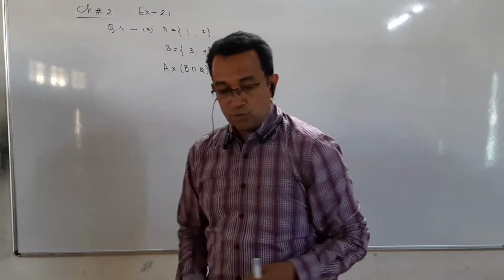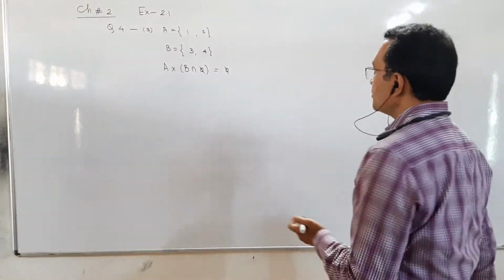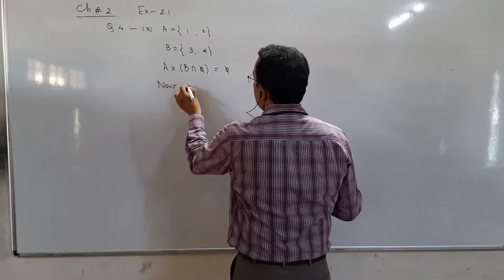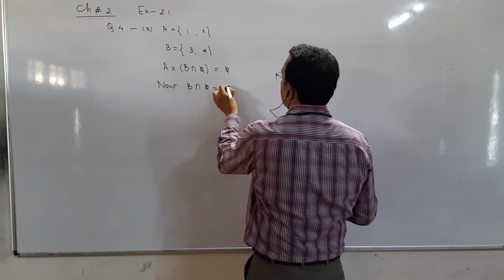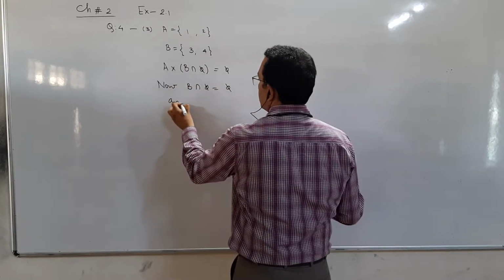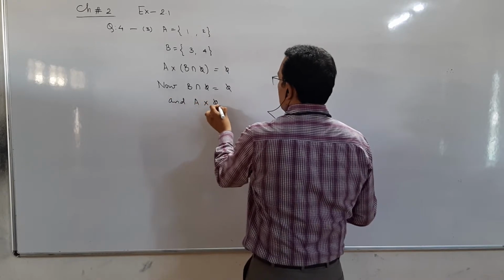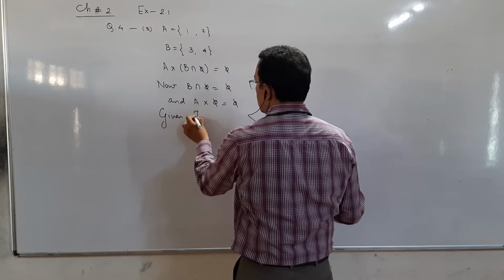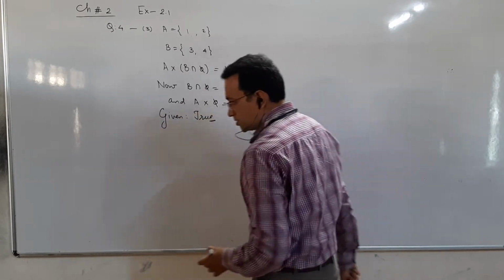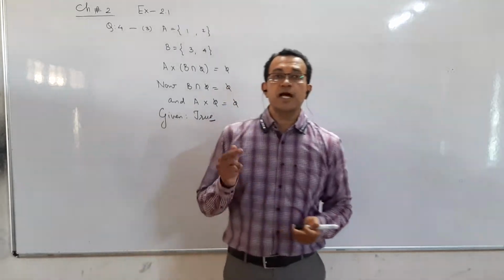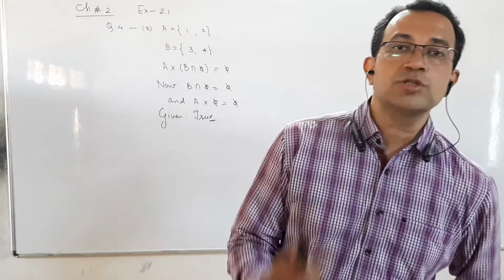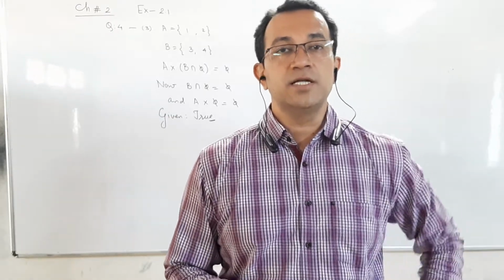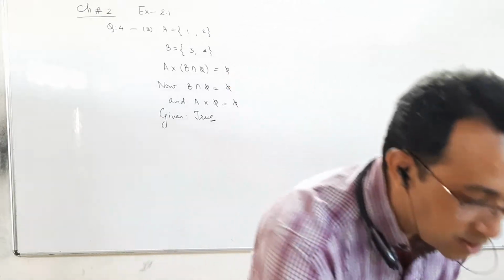Is this statement true or false? Now students, B intersection null set is null set, and A cross null set is null set. Therefore, the given statement is true. Just now we took the result that in the Cartesian product, if either of the two sets or both are null set, then definitely the Cartesian product will be null set. So the third statement is true.